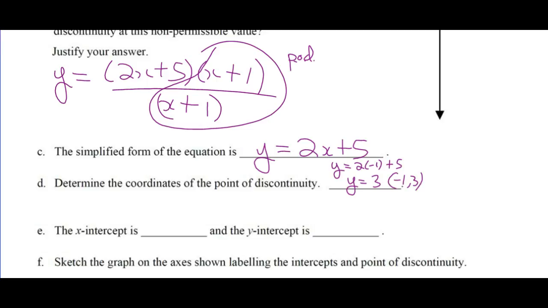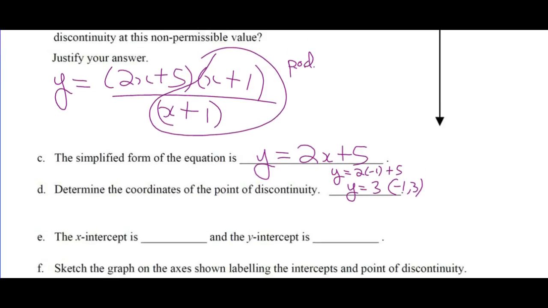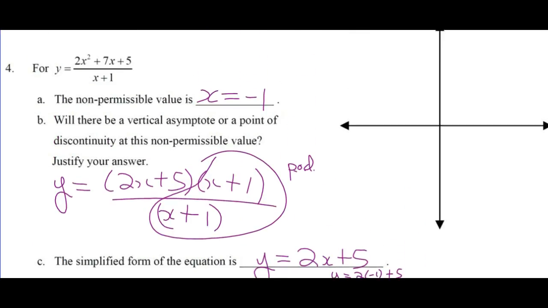Okay. And the x-intercept. Well, let's do the y-intercept first. What's the y-intercept? 5. What's the x-intercept? -5/2, right? I'm going to set y to 0, subtract 5 from both sides, etc. Sketch the graph, labeling the intercepts and the point of discontinuity.